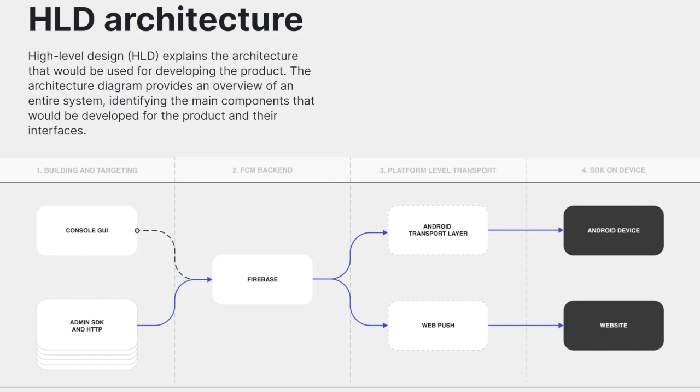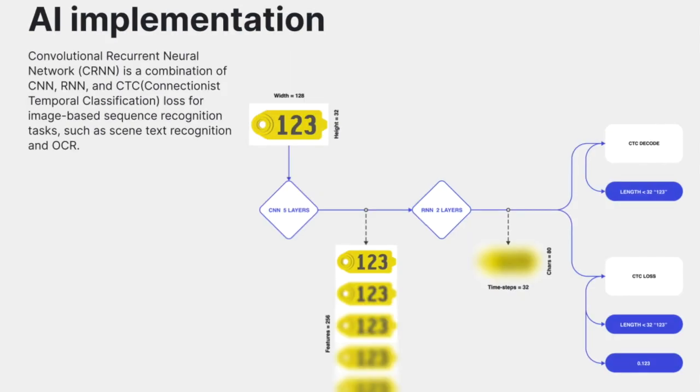Next, I conducted a high-level design, which explains the architecture that would be used for developing the product. This architecture diagram provides an overview of the entire system, identifying the main components that would be developed for the project and their environments.